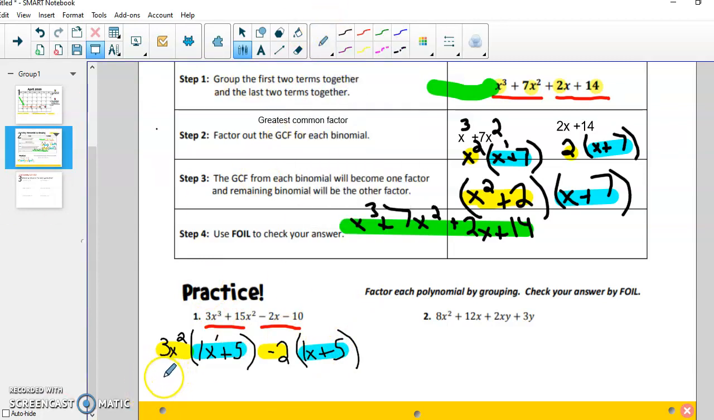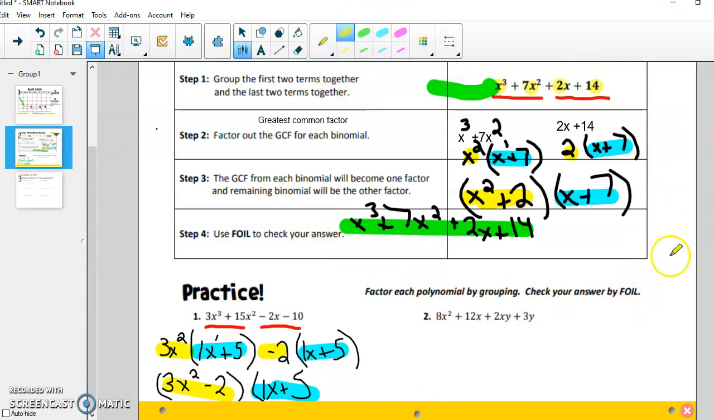So my final answer is 3x squared minus 2, and then 1x plus 5. If we need a refresher on where we got those from, I will re-highlight them for us. But the 1x plus 5 came from the inside of our parentheses. The 3x squared minus 2 came from the outside.